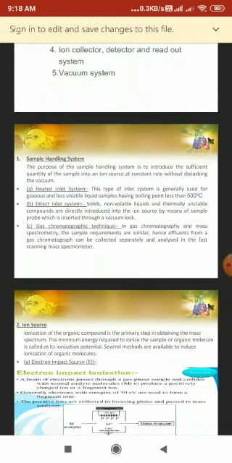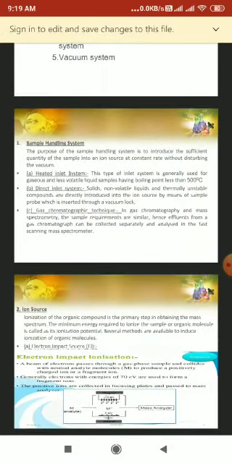is the direct inlet system. Solids, non-volatile liquids and thermally unstable compounds are directly introduced into the ion source by means of a sample probe, which is inserted through a vacuum lock. Usually, provision is made for both cooling and heating of the sample on the probe, whereby the sample can be slowly vaporized in the electron bombardment region. In this case, only a fraction of a milligram or less of the sample is required to record the spectrum. Thermal decomposition of the sample is also eliminated in this technique. Non-volatile samples like steroids, polymeric substances and carbohydrates can be handled by this method.